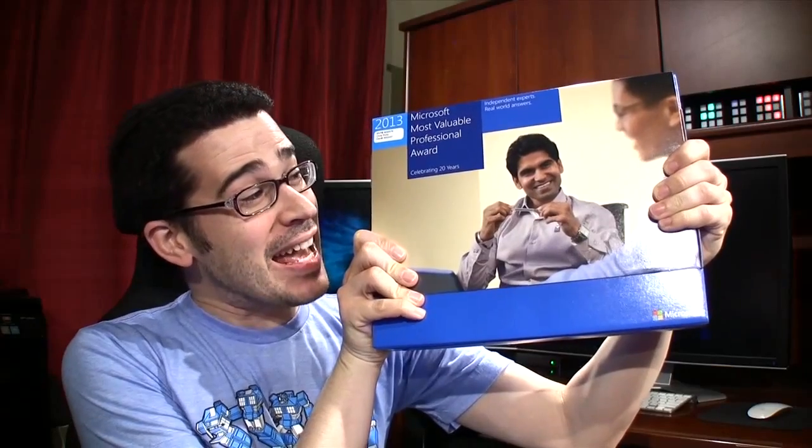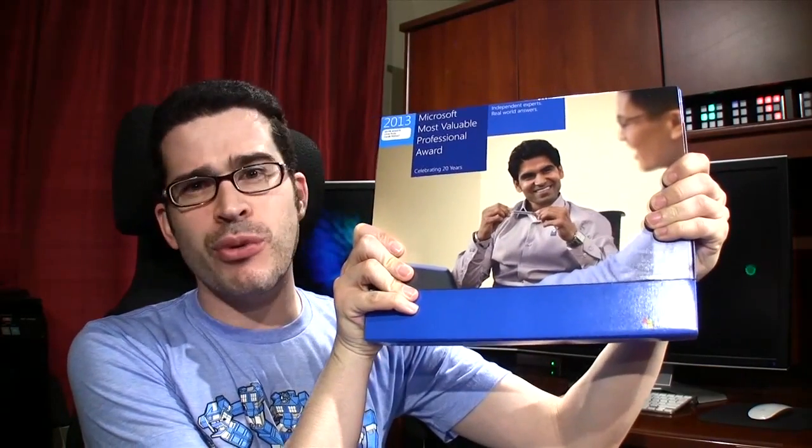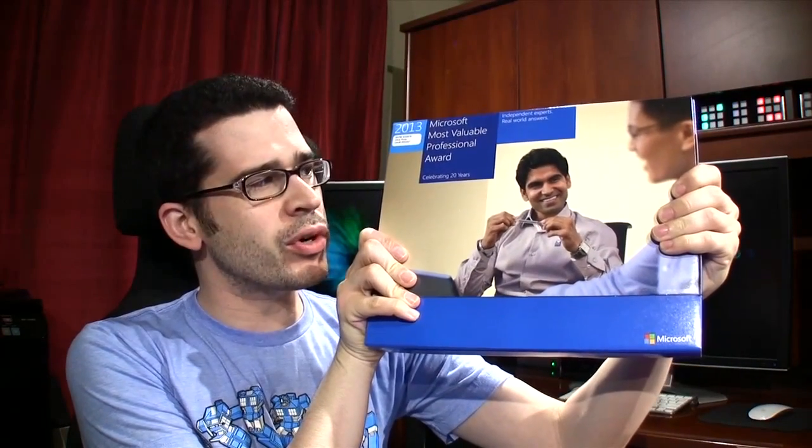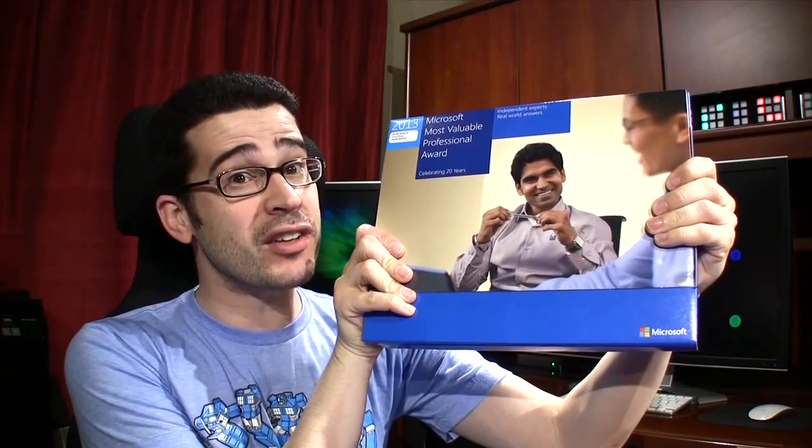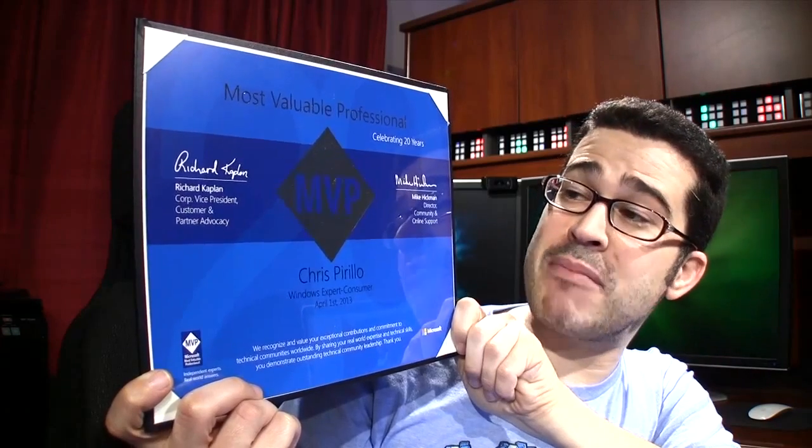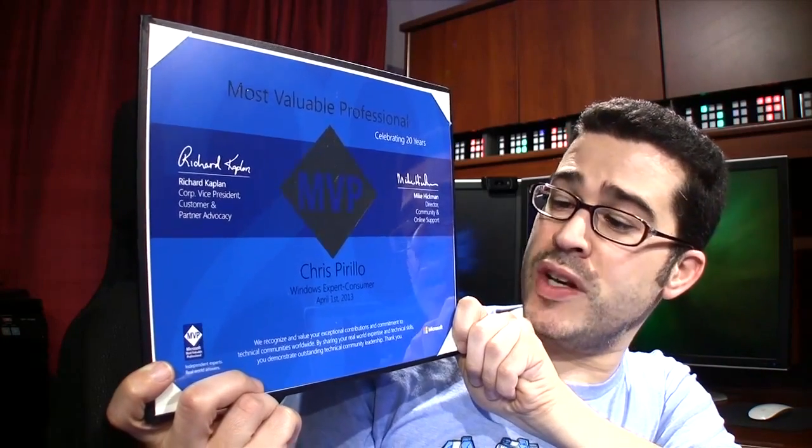I'm an MVP for the third or fourth year in a row. This is an award that Microsoft gives out to a select few. There's my official certificate, a Most Valuable Professional, Windows consumer. Microsoft must have seen the videos I've done on the Surface Pro, considering that I think this is the best Windows 8 machine out there today. If you're going to use Windows 8, you might want to use it on a PC that was built for it.